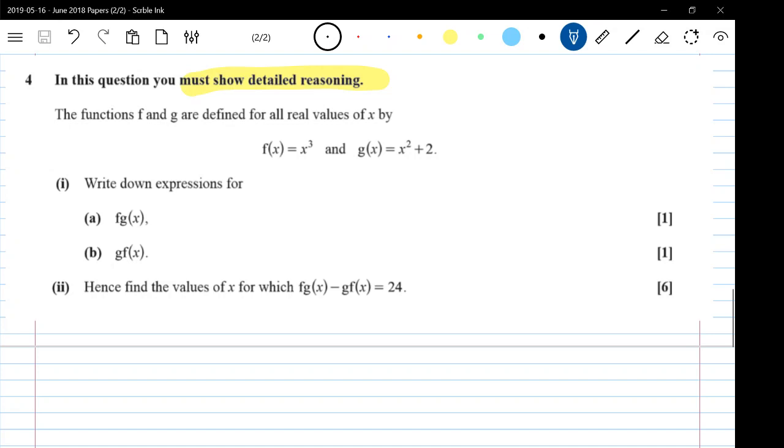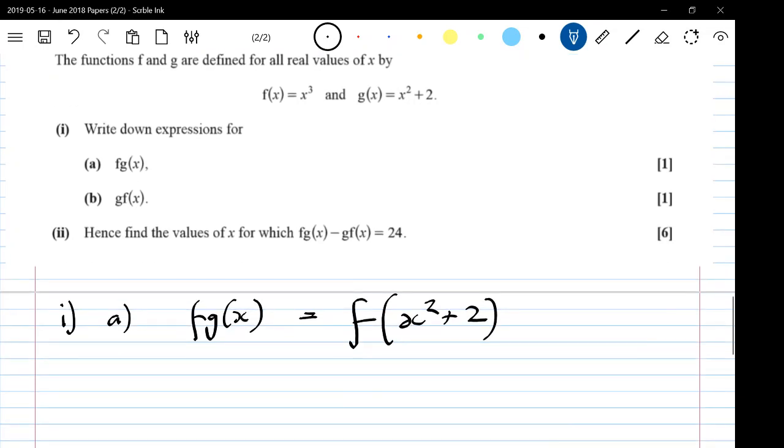Right, well, remember how this works. Part A, f of g of x. That means the input for f is going to be x squared plus 2, so that means x squared plus 2, cubed. And then we have it. We're going to make sure we show all of the steps for these things. Part B, g of f of x.